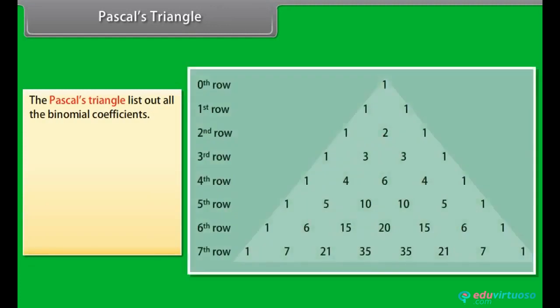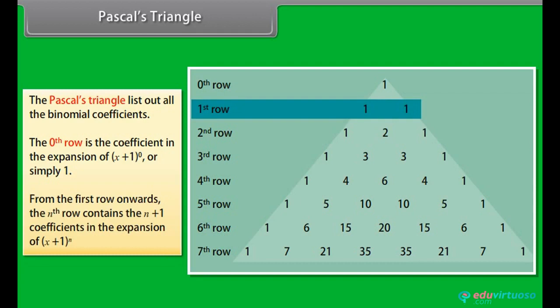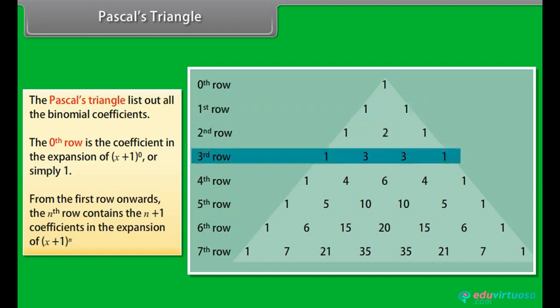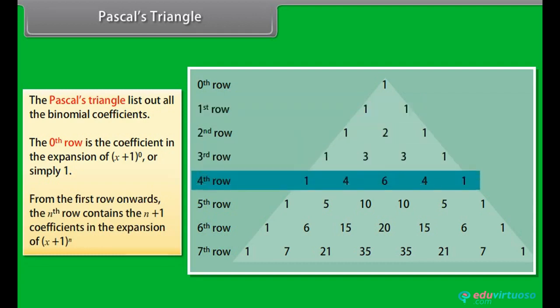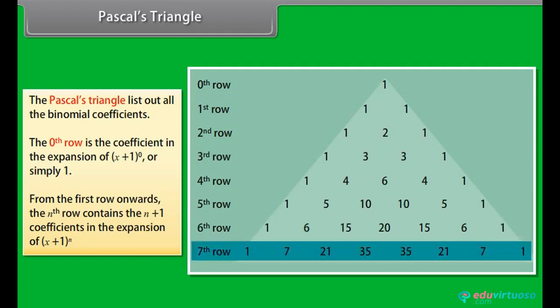Pascal's triangle. Pascal's triangle lists out all the binomial coefficients as shown in the figure. The zeroth row is the coefficient in the expansion of (x + 1) raised to power 0, or simply 1. From the first row onwards, the nth row contains the n + 1 coefficients in the expansion of (x + 1) raised to power n.